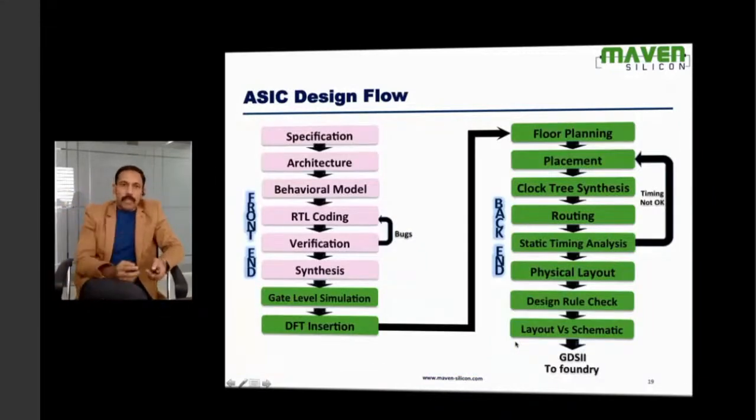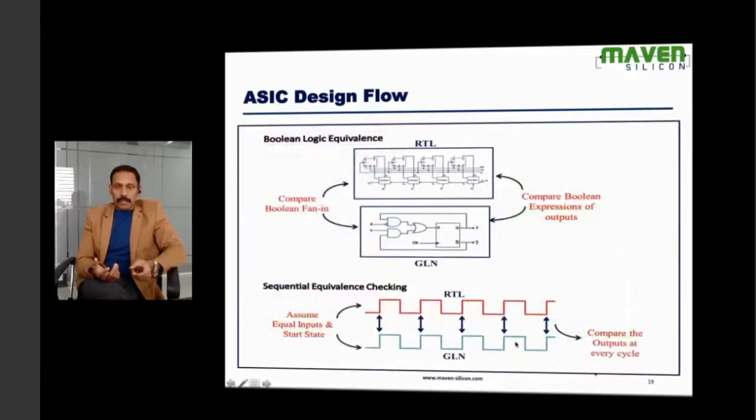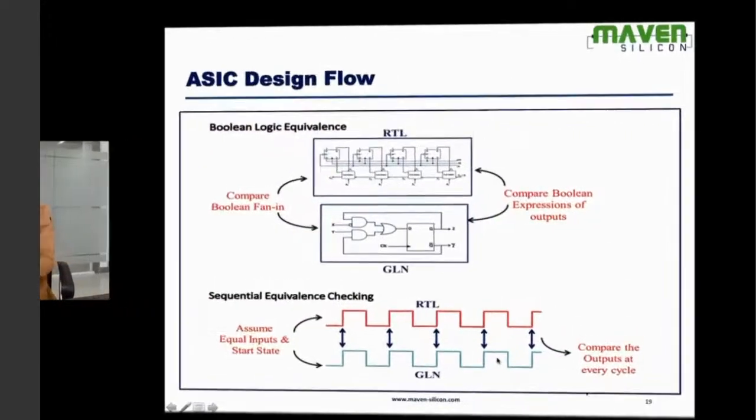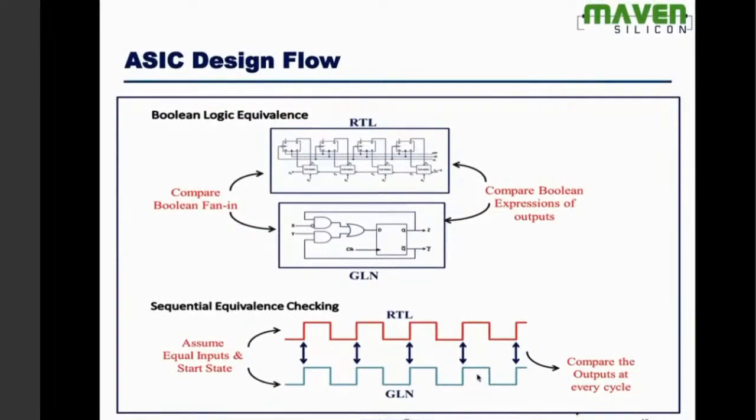Synthesis is over. Now we have the netlist. We need to verify the functionality of the netlist. It's called gate level simulation. There are two ways. You can use equivalence checkers to verify the functionality, or you can run simulation. Look at this. This is RTL. You have the netlist. This is implemented in terms of flip-flops and combinational logic. And if you look at this, it is implemented in terms of gates. Everything is in terms of gates, including the flip-flop.